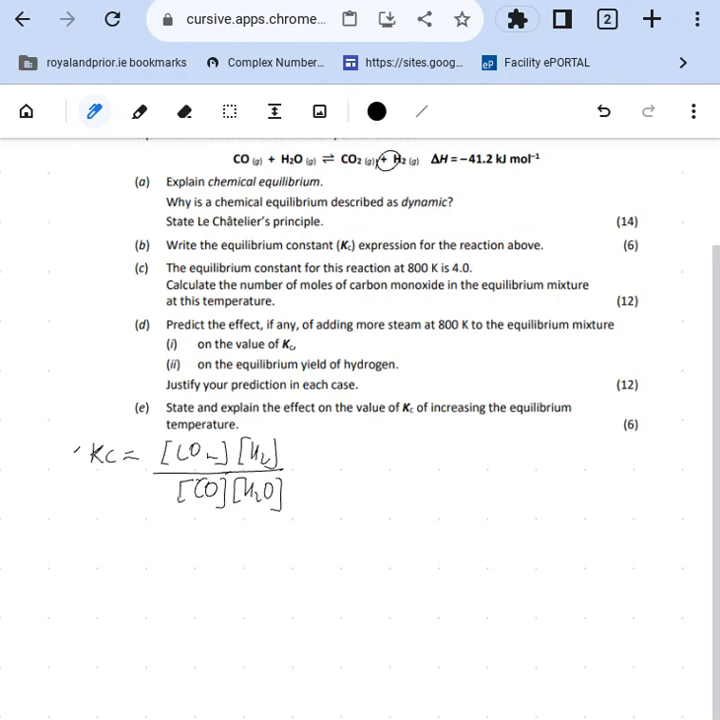Don't have pluses and times in them. And we need our square brackets. Our square brackets means moles per litre. Part C, so this is the more difficult type of calculation where they give you the value of Kc.